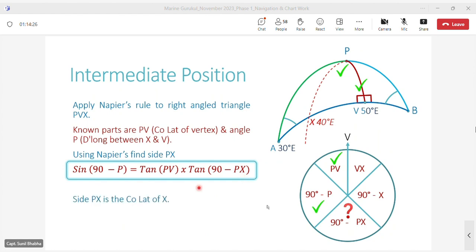Once we obtain side PX, it is the colat of the position X. So 90 minus PX gives us the latitude of the position X. Thus the unknown position, intermediate position, is obtained. So you see, using the concept of Napier rule and using the position of the vertex, we can easily obtain intermediate positions on the great circle track.